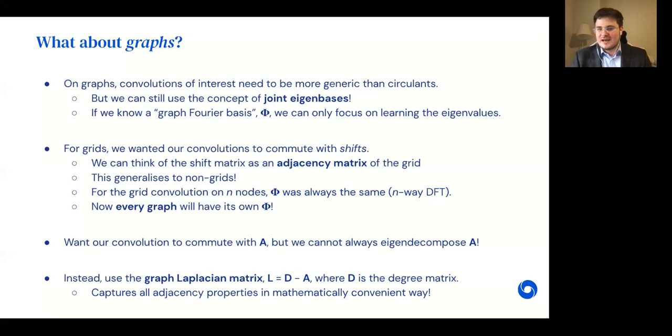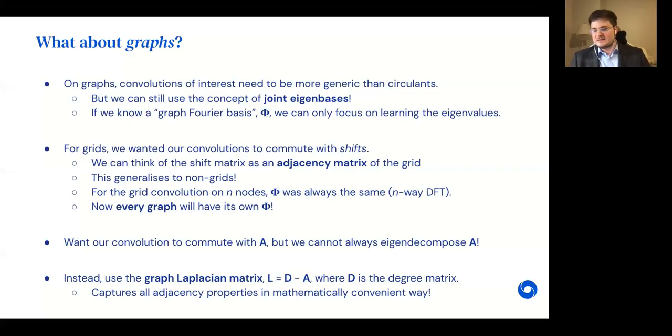If you have a grid convolution on n nodes, your Fourier basis was always the same. It was the n-way discrete Fourier transform basis. But now for any graph, you will compute its own phi that's dependent on the graph structure. Previously, the structure was fixed. Now, one thing we would very much like our convolution to commute with is the adjacency matrix, because that specifies the graph structure in the most direct way. But unfortunately, we cannot always eigendecompose the adjacency matrix. So instead, we choose to represent the information in the adjacency matrix in a way that's easily mathematically eigendecomposable.